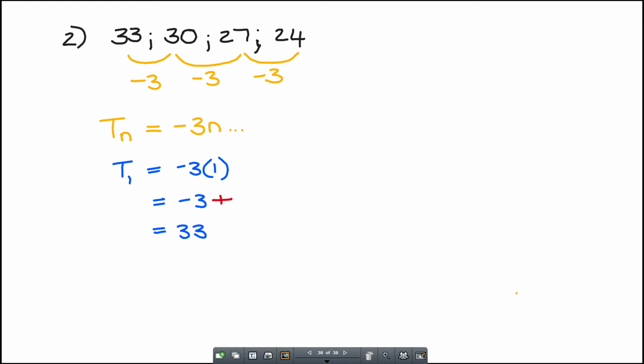So let's go test. So I'm going to say term 1 will then be minus 3 times 1, and that gives me minus 3. But I'm supposed to end with 33. So what did I have to do? Nia? Remember, minus 3 plus 36 will give me a positive 33. So that's how I knew that the general term, term n, will then be minus 3n plus 36.